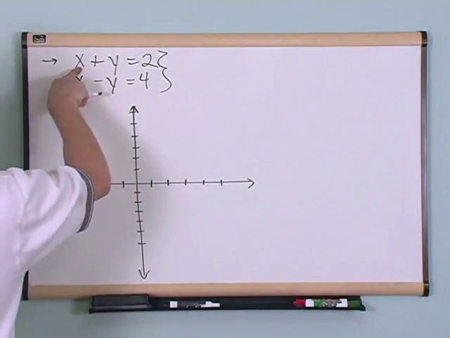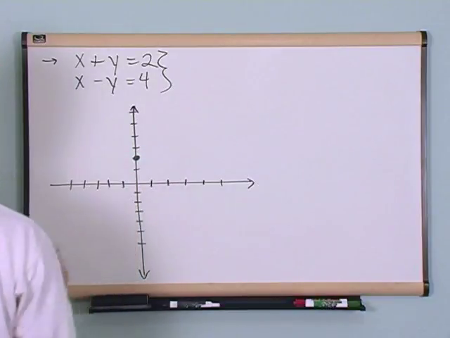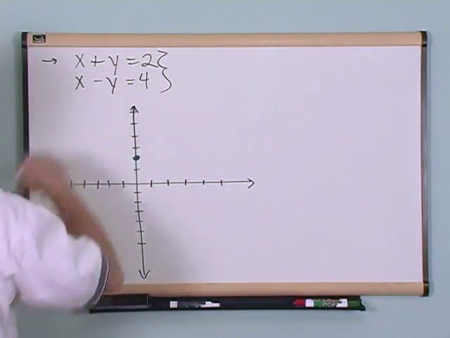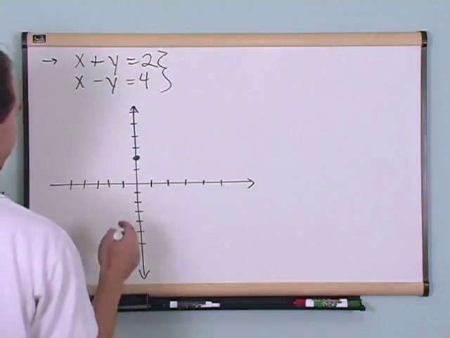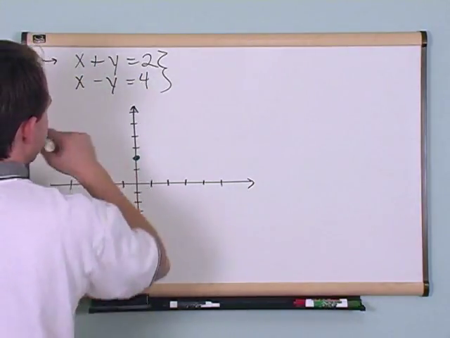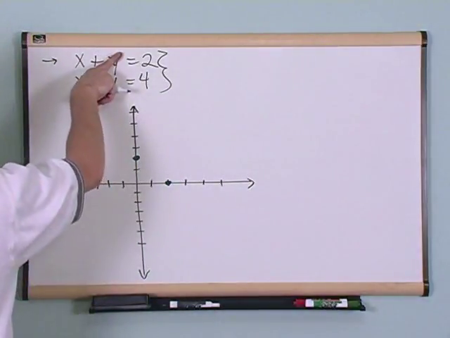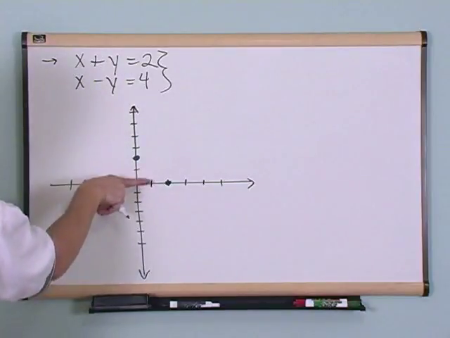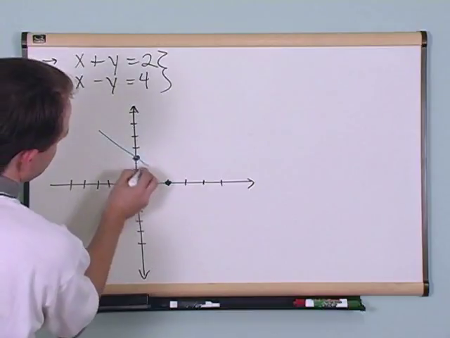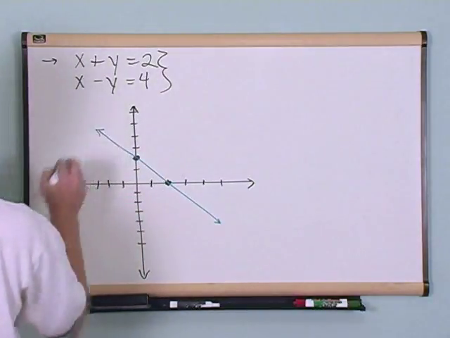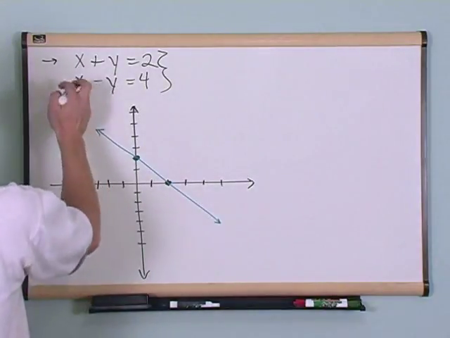If x is equal to 0, y is equal to 2. 0, 2. Remember, take x out, y is equal to 2. If I put 0 in for y, x is equal to 2. So this goes over here. Because if y is equal to 0, which means on the line here, x is equal to 2, so I'm there. So, I draw my line like this. Okay? Halfway home.